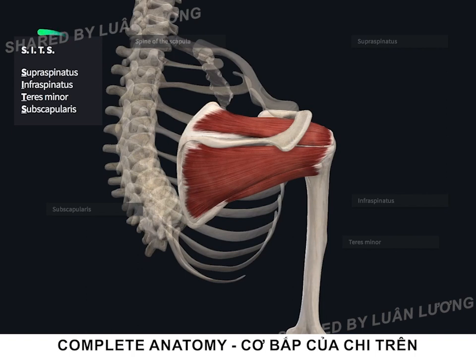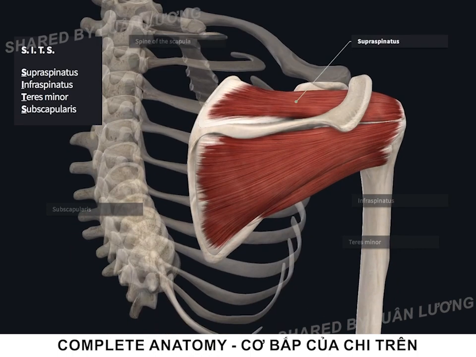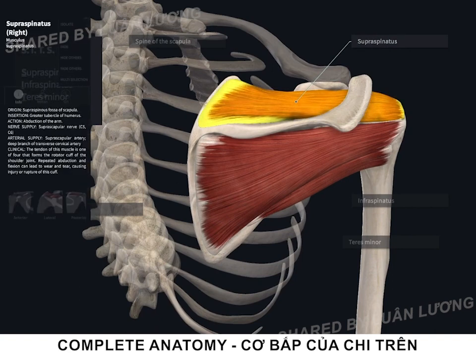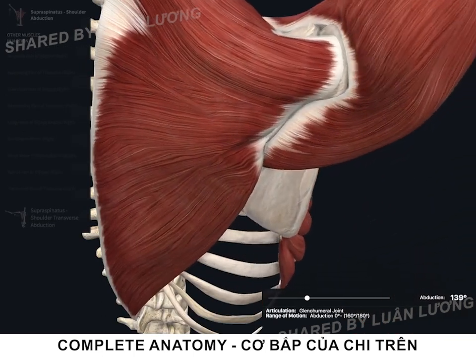To help you remember the 4 muscles of the rotator cuff, I like the mnemonic SITS, S-I-T-S, which helps you remember the first letter of each of the muscle names. For orientation, begin by identifying the spine of the scapula on the posterior aspect of this bone. Then progress superiorly to identify the supraspinatus muscle. The supraspinatus muscle is going to act to help raise our shoulder in the motion known as shoulder abduction.